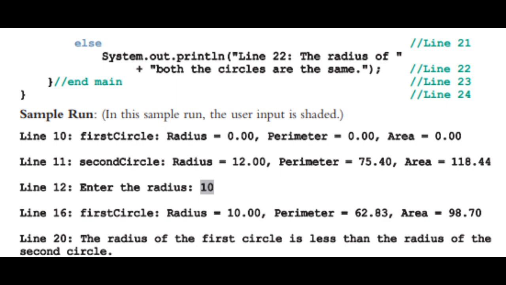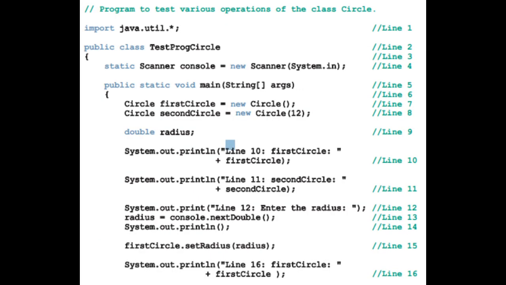The preceding program works as follows. The statement in line 7 creates the object firstCircle and, using the default constructor, sets the radius to 0. The statement in line 8 creates the object secondCircle and sets the radius to 12. The statement in line 9 declares the double variable radius. The statement in line 10 outputs the radius, area, and perimeter of the first circle. Similarly, the statement in line 11 outputs the radius, area, and perimeter of the second circle. The statement in line 12 prompts the user to enter the value of radius.